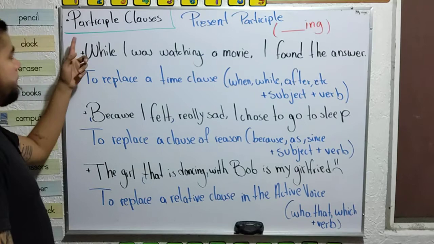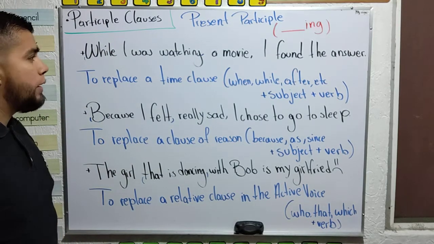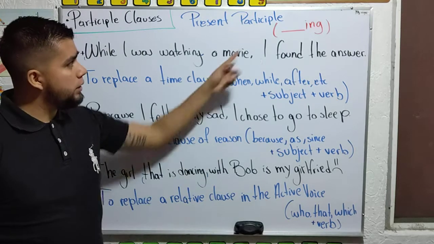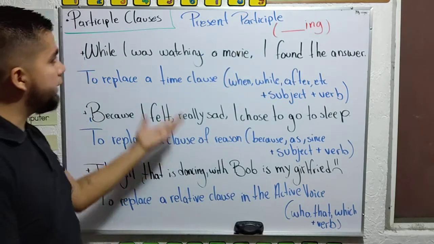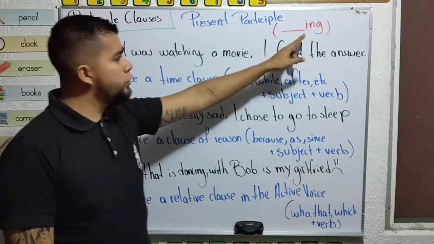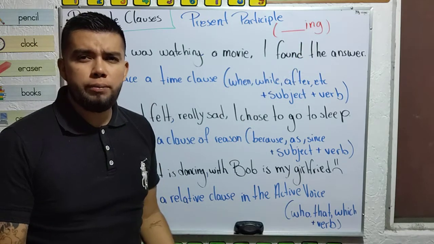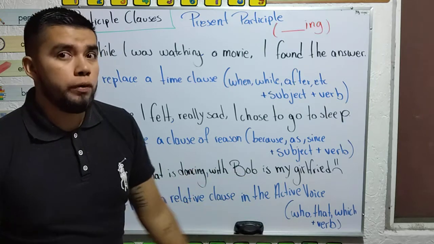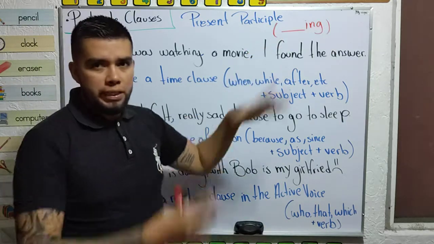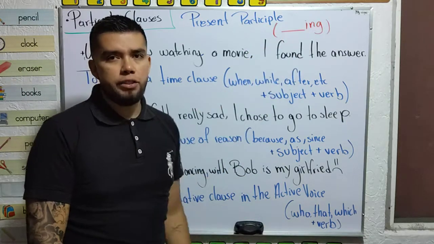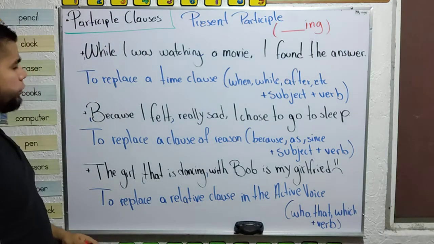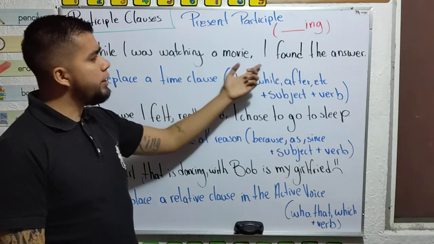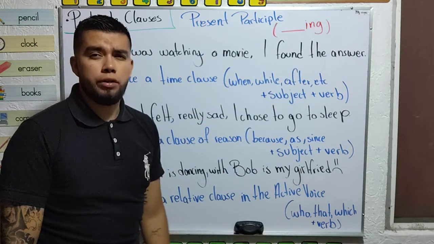The topic is participle clauses and we are going to divide it into present and past participle. In the case of the present participle, we're going to use verbs in ing termination, that is the participle form. In some cases you call it gerund form, but they are verbs in base form plus ing. Now, the first one, I have here one example. While I was watching a movie, I found the answer.